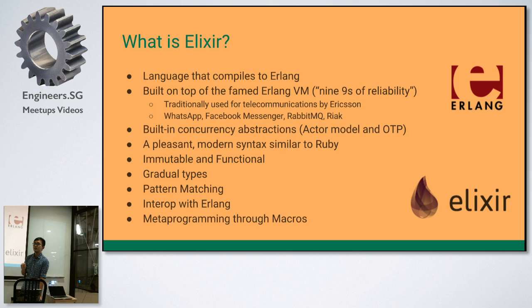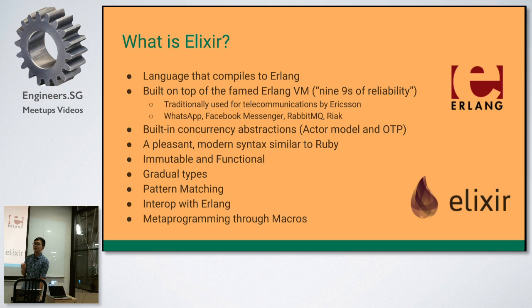And it's functional. It has gradual types, meaning that you can specify types, but you don't need them. And they exist purely as a tool to help you make sure that things work at compile time. It has pattern matching, again, there's a demo for it. You can call Erlang code from Elixir. It's very straightforward. It has metaprogramming capabilities. If you've used Ruby before, Elixir's metaprogramming is way cooler, way more powerful.